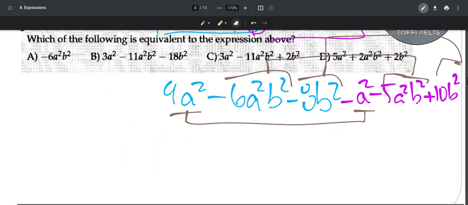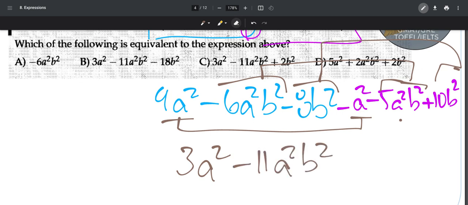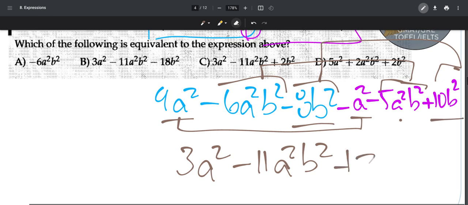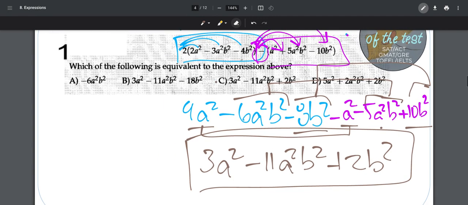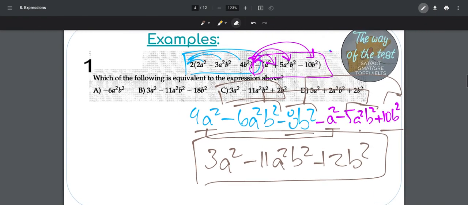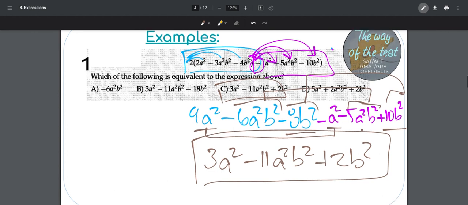So how do I group them together? I have 4a squared minus a squared, 3a squared, minus 6a squared b squared minus 5a squared b squared, minus 11a squared b squared. And finally, minus 8b squared plus 10b squared plus 2b squared, which gives me letter C. This is how we're going to solve it. Pause the video, copy the solution, and we're going to move on to the next example.